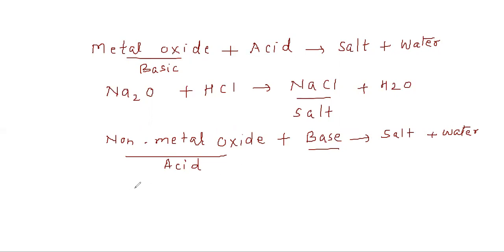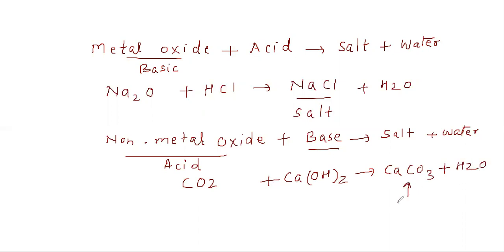Example, if we take calcium hydroxide and this is base, and non-metal oxide like CO2, this gives CaCO3 plus H2O. So here it is salt. So this must be acidic. Let's go to next section.